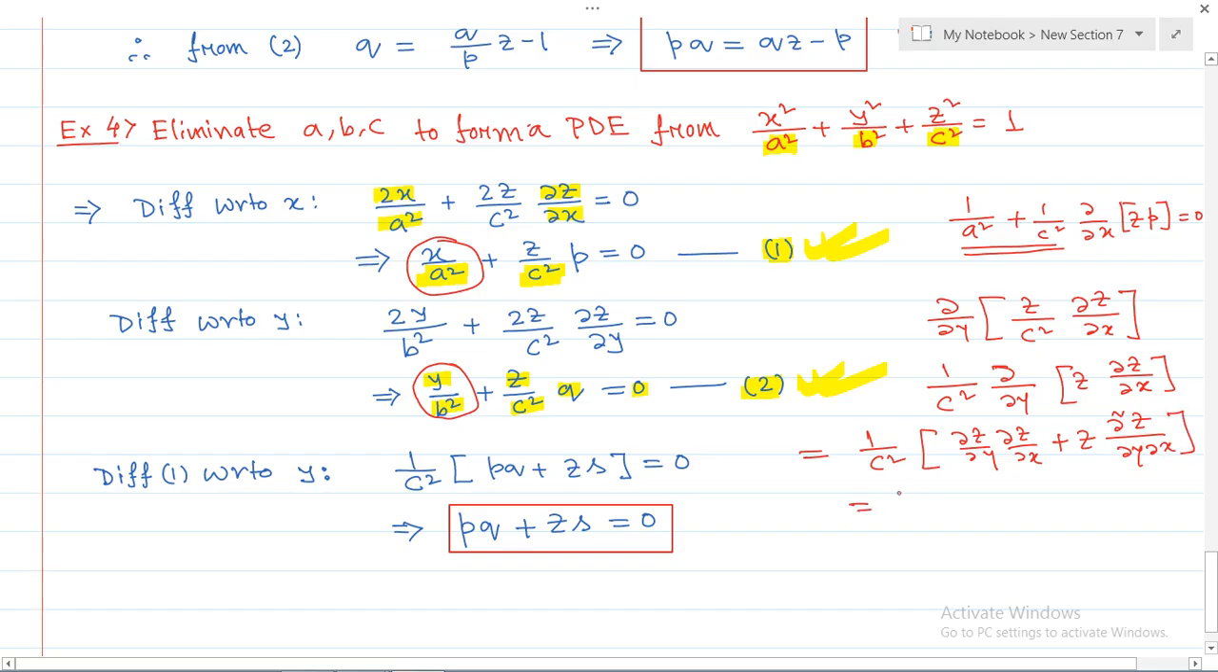So now in symbolic form we have 1 by c square times: del z del x is our p, del z del y is our q, plus z into del 2z del x del y, which equals s. So we have 1 by c square into pq plus zs. The right hand side is 0. We can multiply c square on both sides, so no arbitrary constant will remain here. So our final answer is pq plus zs equals 0.